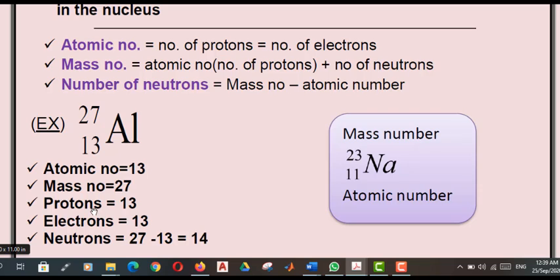The number of protons is equal to the atomic number, and it's equal to the number of electrons. So the number of protons equals the number of electrons equals the atomic number, which is 13. What about the number of neutrons? To get the number of neutrons, we subtract 27 minus 13; that is, mass number minus atomic number, the largest minus the smallest. Here, the number of neutrons equals 27 minus 13 equals 14.